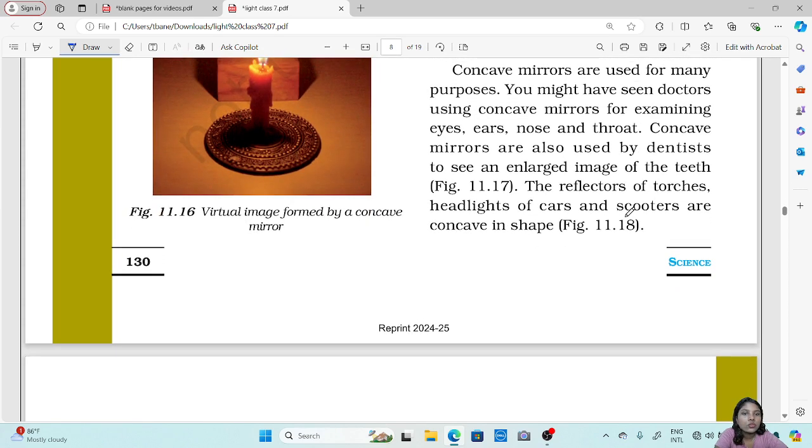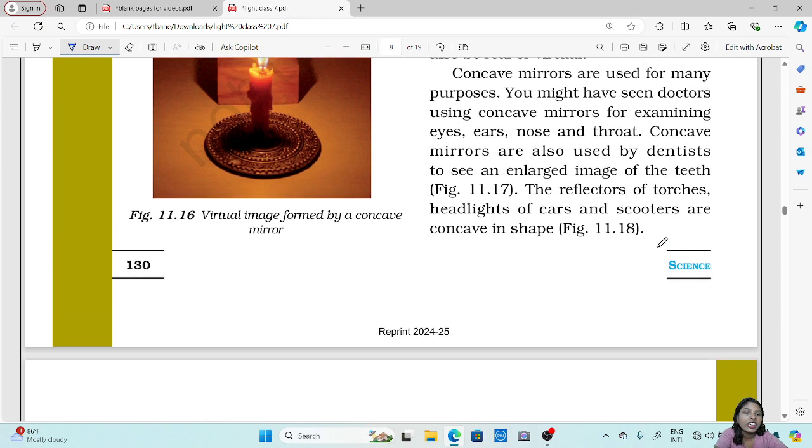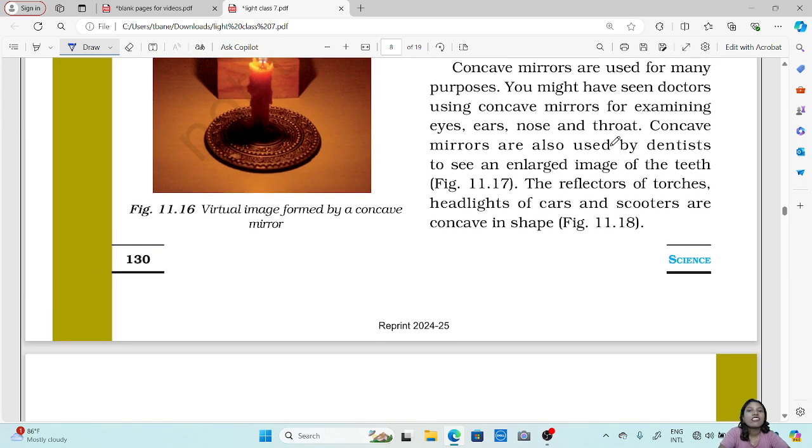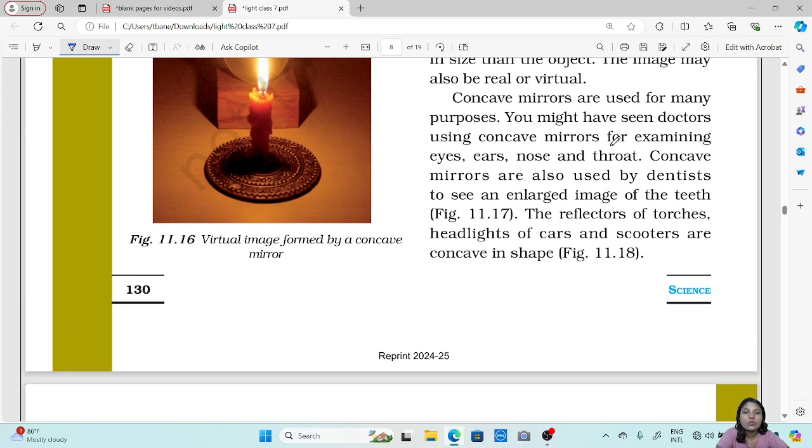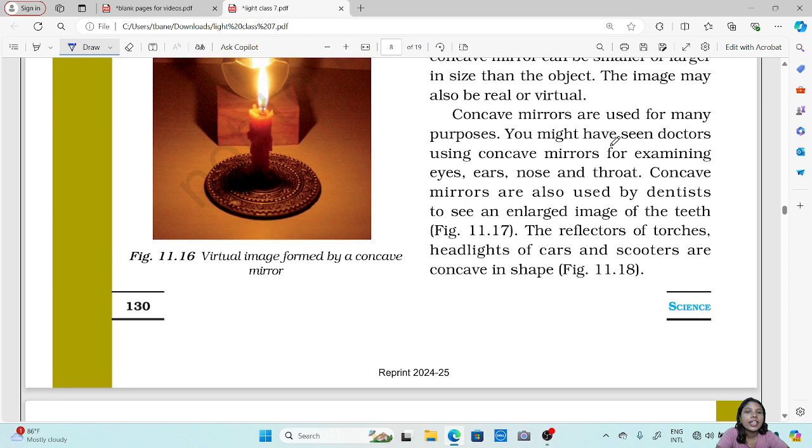Concave mirrors are used for many purposes. You might have seen doctors using concave mirrors for examining eyes, ears, nose and throat. Concave mirrors are also used by dentists to see an enlarged image of the teeth. The reflectors of torches, headlights of cars and scooters are made of concave shape. So see, concave mirrors have multiple usage because they can give a real or a virtual image. Also, they give a larger or a smaller image.